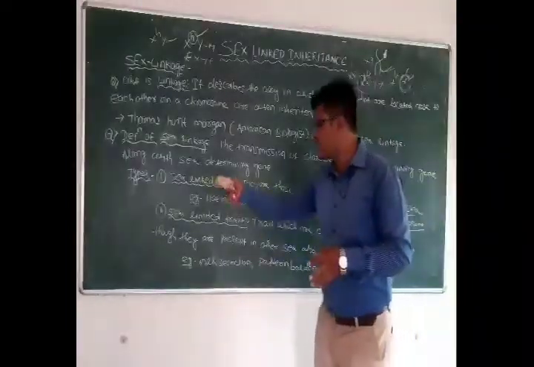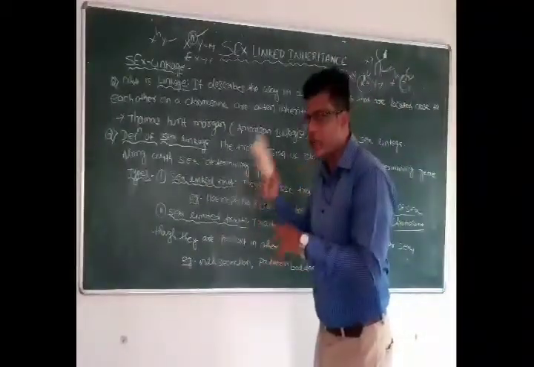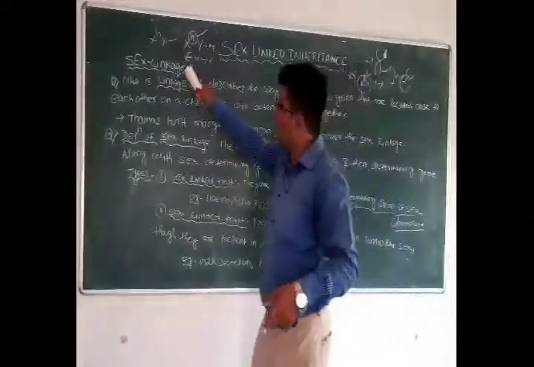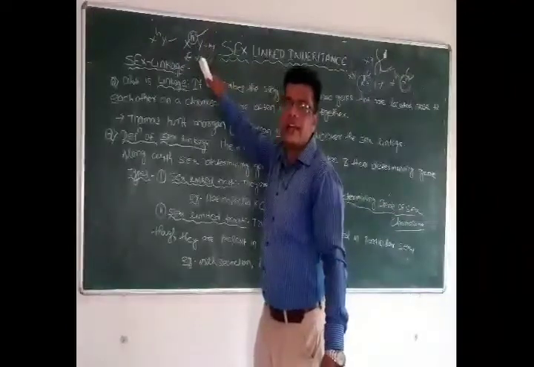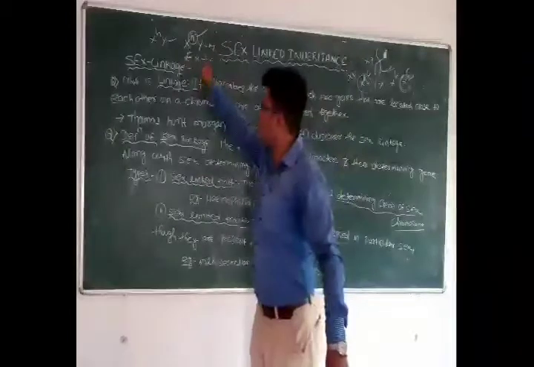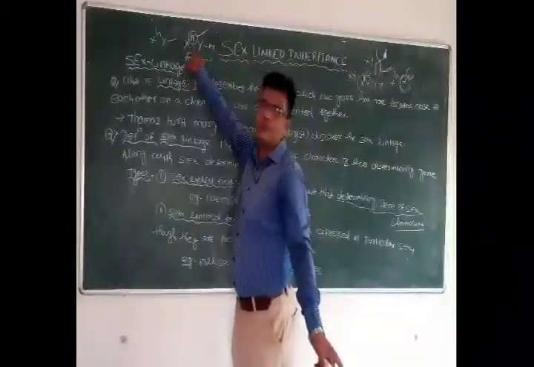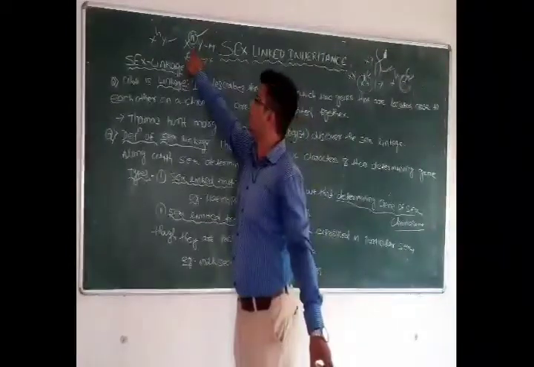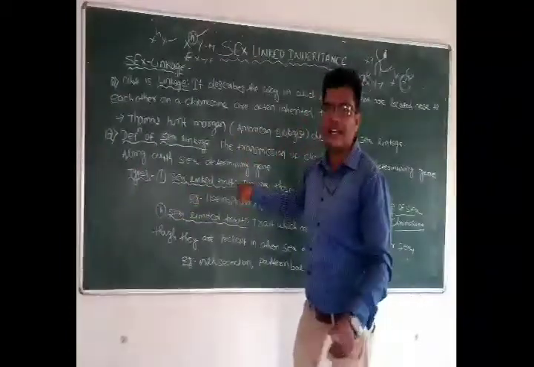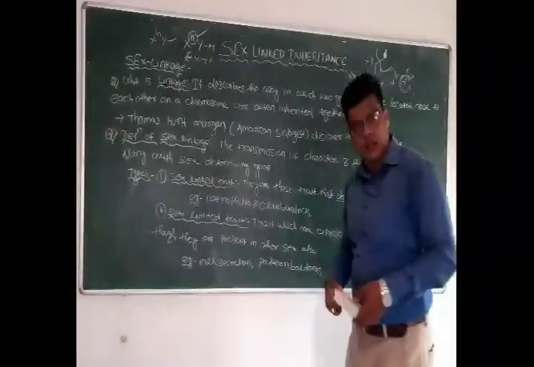Just know what a sex linked trait is. It is nothing but a trait or gene that is attached to the sex determining gene. The sex determining genes are X and Y: XX determines femaleness and XY determines maleness. So the inherited character that is attached to the sex determining gene is called a sex linked trait. For example, hemophilia and color blindness.